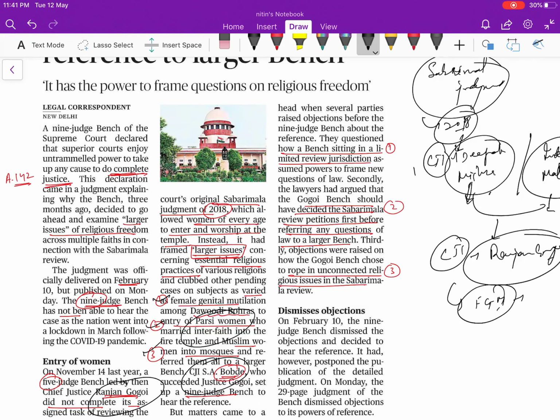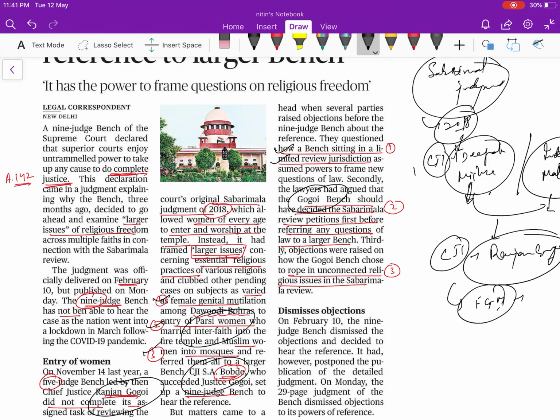Now it is going into looking into those matters which are not before the Supreme Court at this time, right? So they raise certain questions. One question: how a bench sitting in a limited review petition jurisdiction assumes powers to decide over other questions of law. Then it says the Gogoi bench should have decided the Sabarimala review petition first before referring to such kind of questions. So these were certain objections that were raised by certain parties before the Supreme Court.